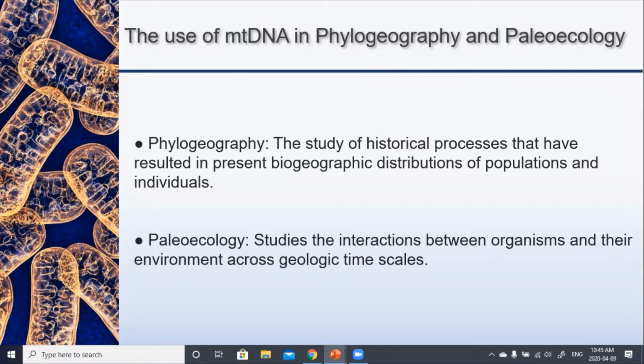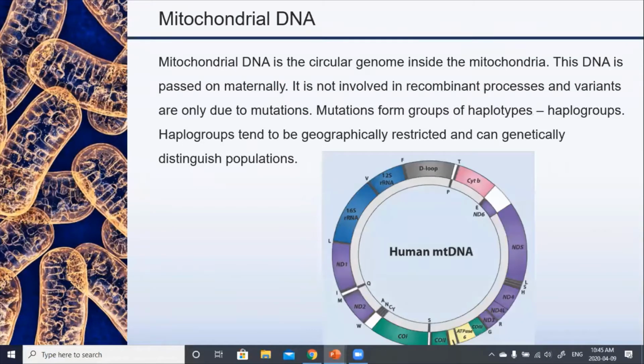Paleoecology studies the interactions between organisms and their environment across geologic timescales. And a quick review for mitochondrial DNA. This DNA is passed on maternally, and it's not involved in recombinant processes, and any variants found are due to mutations. These mutations form groups of haplotypes called haplogroups. These groups tend to be geographically restricted and can distinguish different populations.